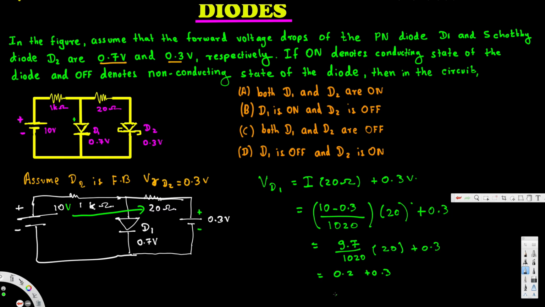So we are getting approximately 0.5 volts, and that voltage is less than 0.7. We have to get 0.7 right here in order to turn on this diode. Since we have less than that, this one is going to turn off. So here what's going to happen is D2 is going to turn on, but D1 is going to turn off. So the correct option is D2 is on, we found that, and D1 is off. D1 is off, D2 is on. So D is the correct answer.